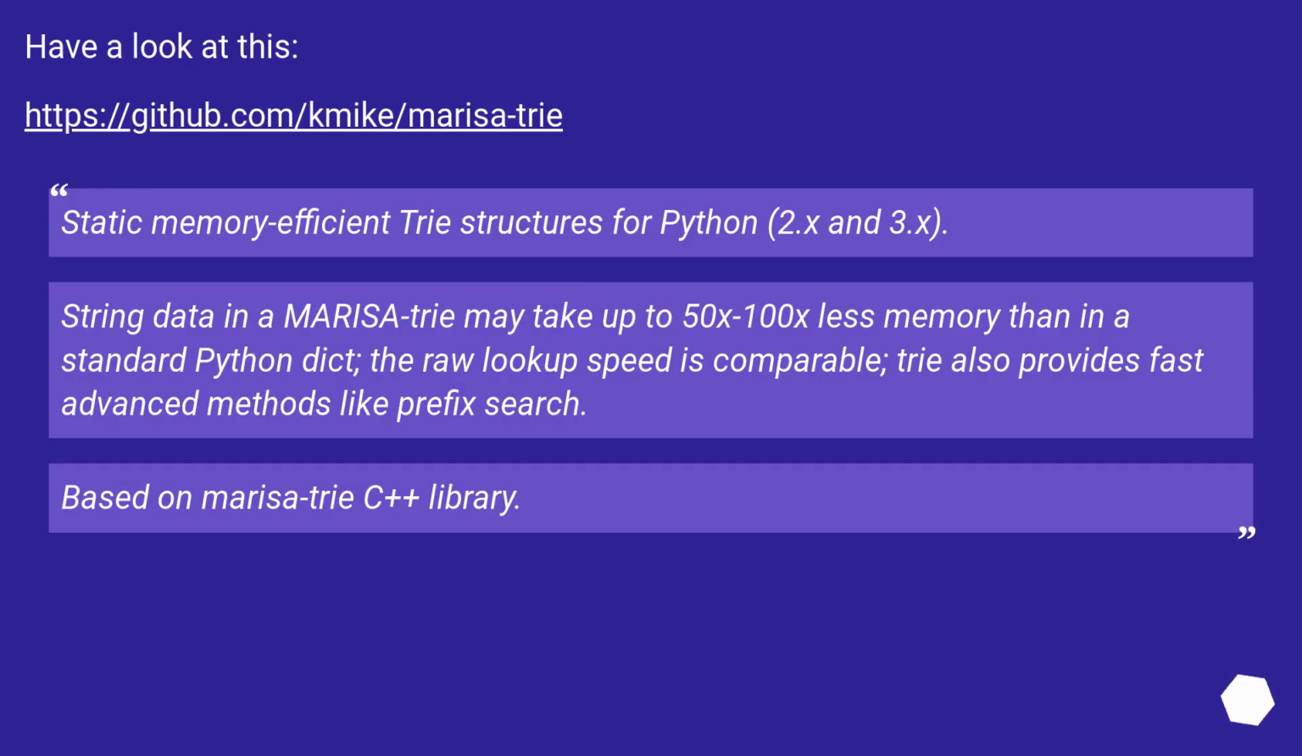Have a look at this URL. Static memory-efficient trie structures for Python 2.x and 3.x. String data in a Marisa trie may take up to 50x-100x less memory than in a standard Python dict. The raw lookup speed is comparable. Trie also provides fast advanced methods like prefix search. Based on the marisa-trie C++ library.